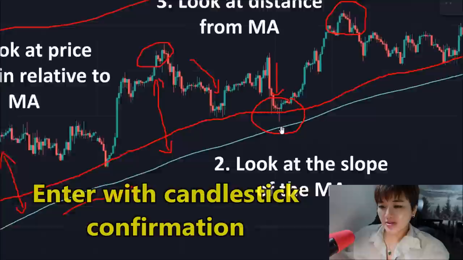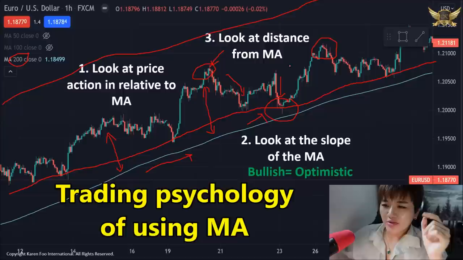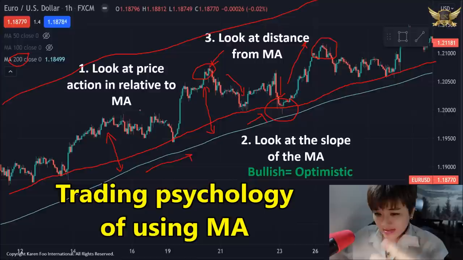It goes against your human nature psychology. You know what I'm saying? Because we all like to buy when the price is, oh, going up, going up, going up. Agree with me? That's why you need to go against your human tendency. Buy when the price comes back down near to the MA. Okay?